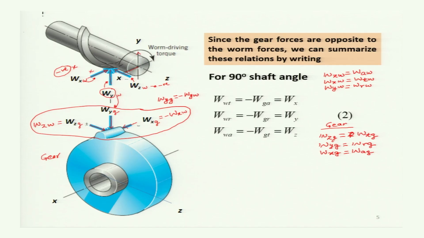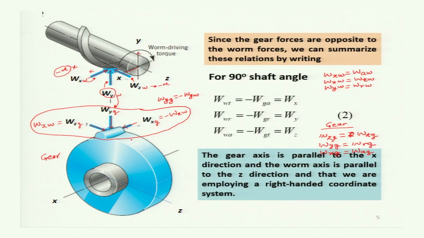So you see the difference. The axial component on the worm becomes the tangential component for the gear, and the tangential component on the worm becomes the axial component for the gear. So axial and tangential components are swapped for the case of worm and worm gear.